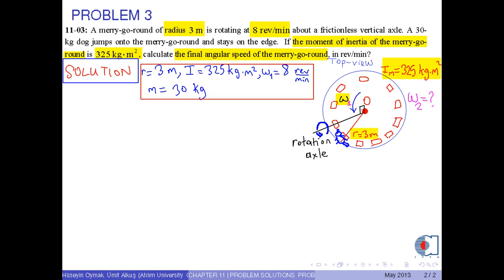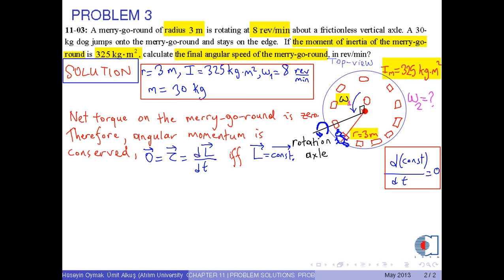Because the net torque on the merry-go-round is 0, the angular momentum of the system is conserved. Namely, tau equals dL over dt equals 0 if and only if L is constant. Therefore, L1 equals L2, where L1 is the initial angular momentum and L2 is the final angular momentum. Since L1 and L2 are equal vectors, their magnitudes are also equal.